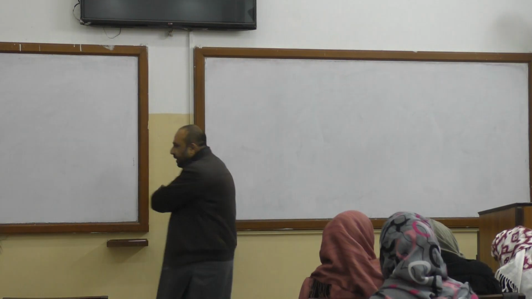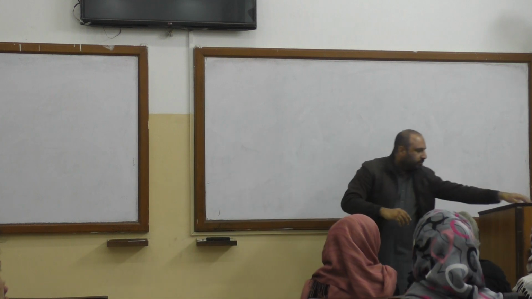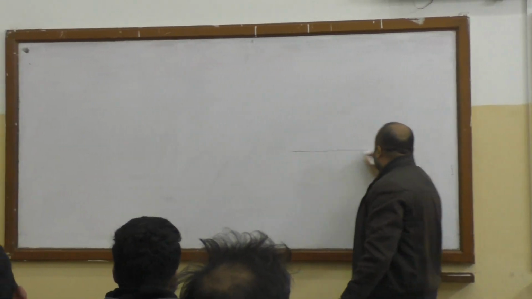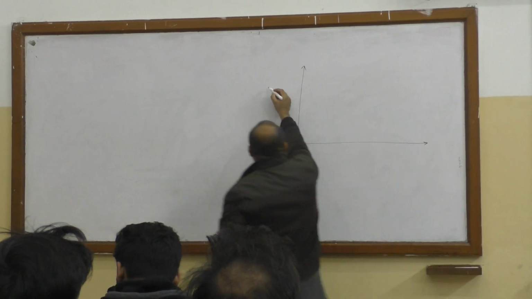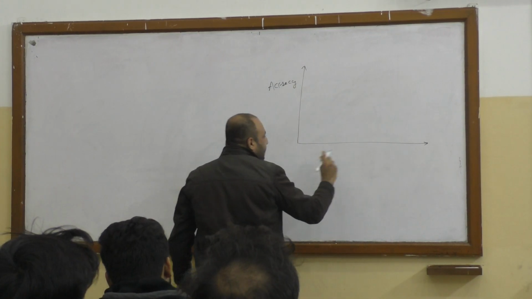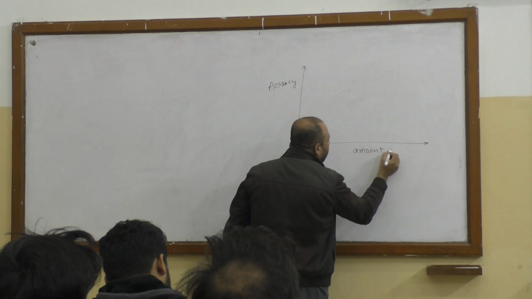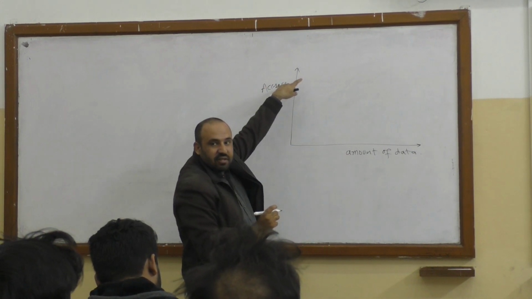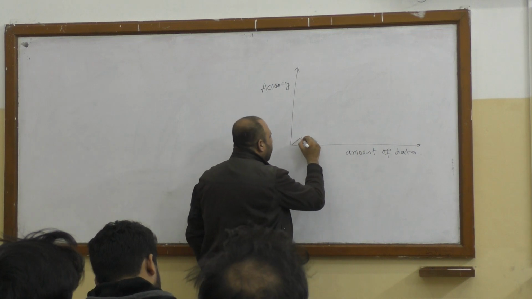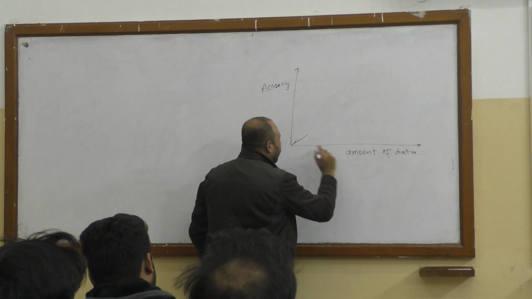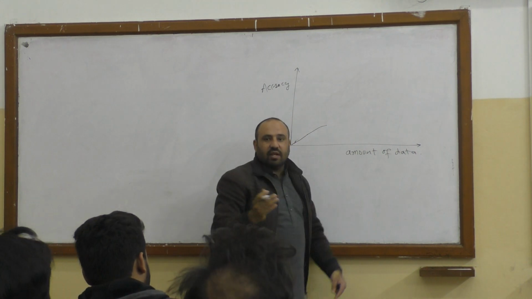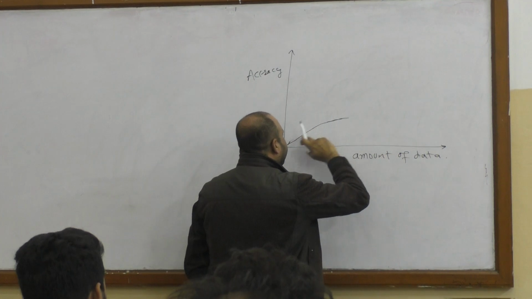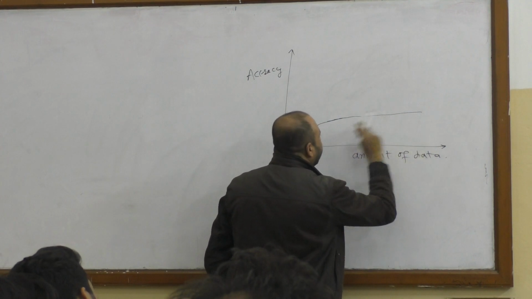But last time we saw that all the traditional algorithms, if this is accuracy and this is the amount of data available, and if I plot the amount of data versus accuracy: if you have a very small amount of data, your accuracy will be small, but as data increases, you gain accuracy because you are overfitting less and generalizing. But at a particular point, in the very start the gain will be very high, but eventually the gain will become very slow.